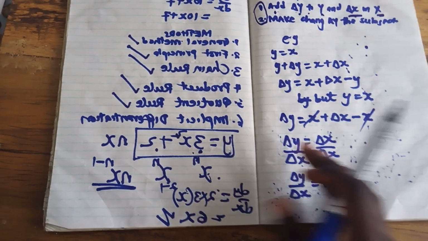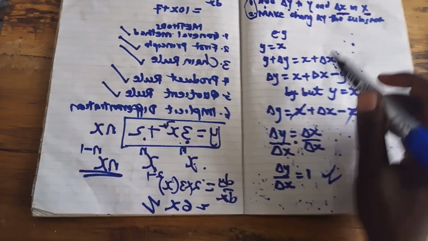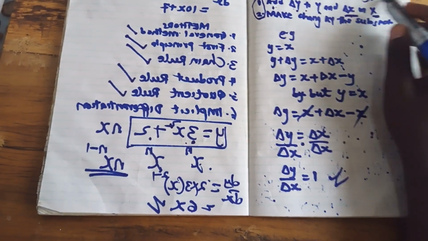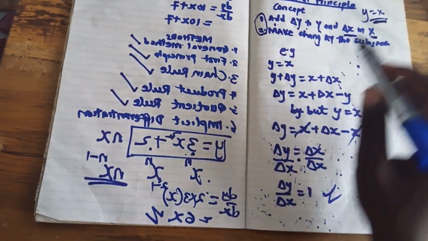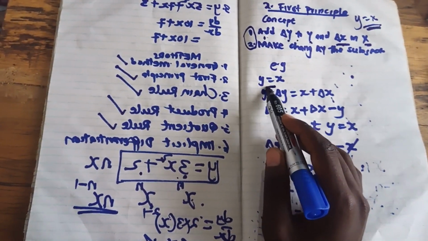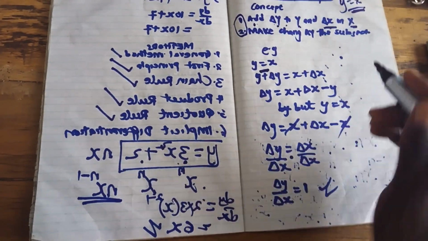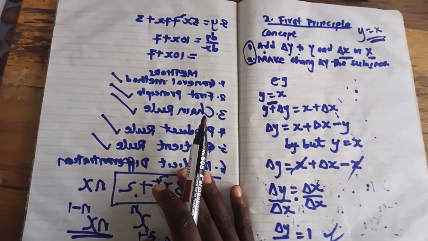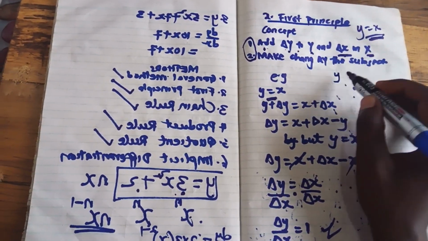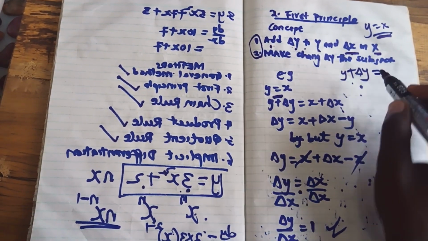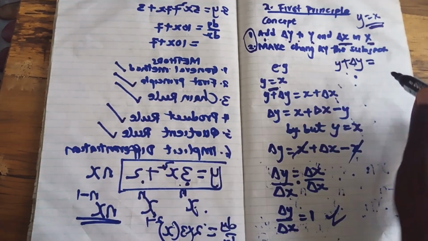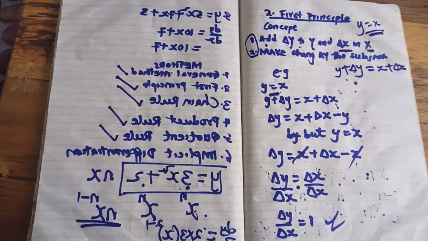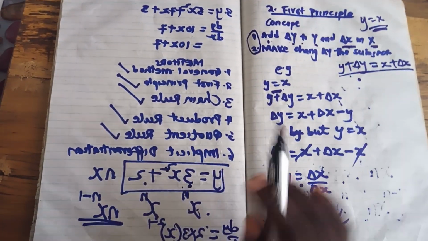Let us now use an example to derive this. An equation states y is equal to x. Then they have asked you to find dy all over dx. This is our question. How can we do it? We have said you have to add change in y where you see y. So our y plus change in y is equal to x plus change in x. Whenever you see x, add there change in x.